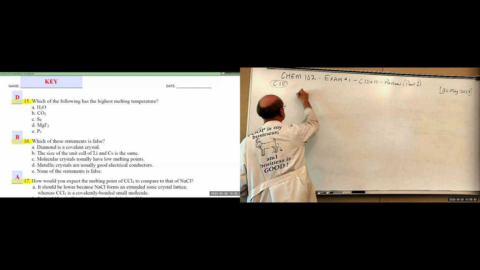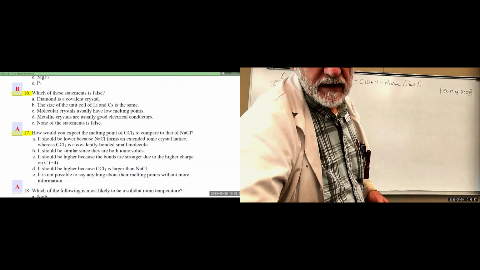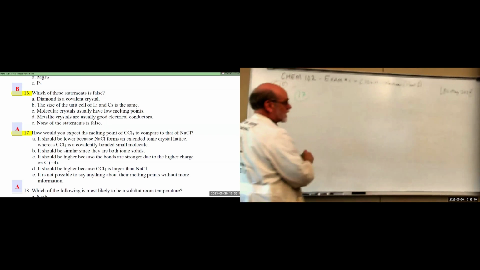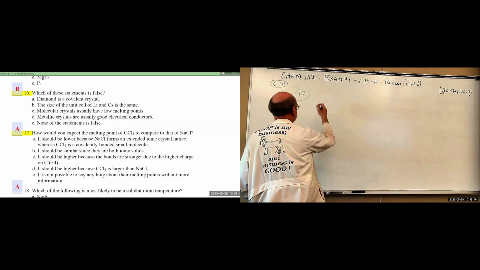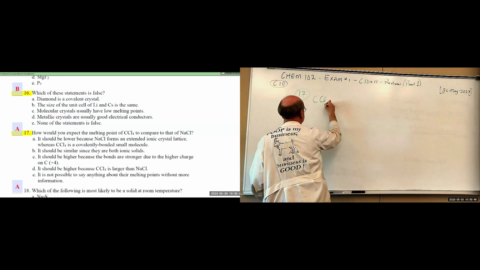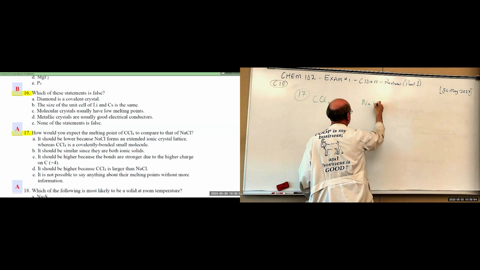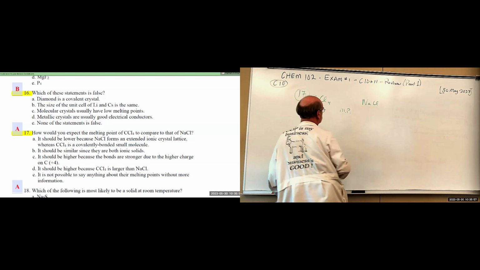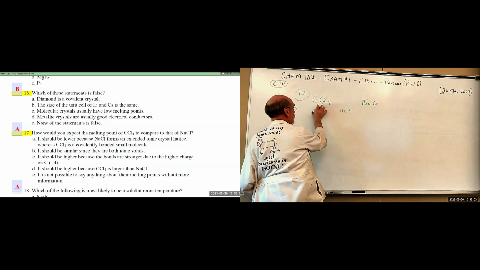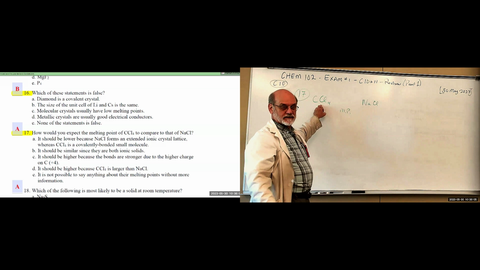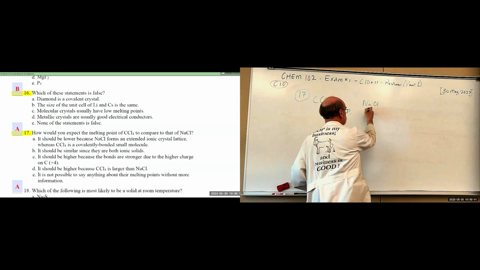And then 17, and I think that's the last one on this page, and we can call it quits for the day. Okay, how would you expect the melting point of carbon tetrachloride to compare to sodium chloride? Carbon tetrachloride and sodium chloride, comparing melting points. Well, this is an ionic compound. This is a molecular compound. It's non-polar, right? So it only has London dispersion forces available. Right? I would expect the melting point for this one to be much higher.